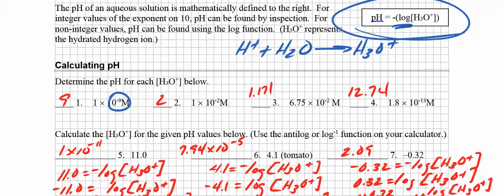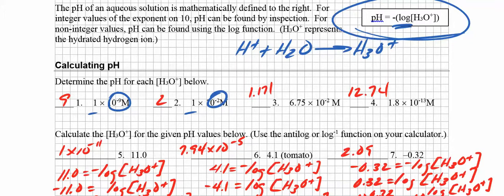Let's look at number 2. Number 2 says 1 times 10 to the minus 2. That's a hydronium ion concentration of 1 times 10 to the minus 2. So we're going to look at the power. The power is minus 2. So log means power. So the formula says pH is equal to minus the log of the hydronium ion concentration, minus the power of the hydronium concentration. As long as this number is 1, you don't need a calculator. So we were able to do number 1 and number 2 without the use of a calculator, because 1 times 10 to the minus 2 has the power negative 2. Negative and negative 2 becomes 2. All right, that's pretty simple so far.